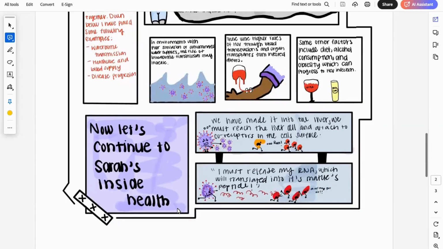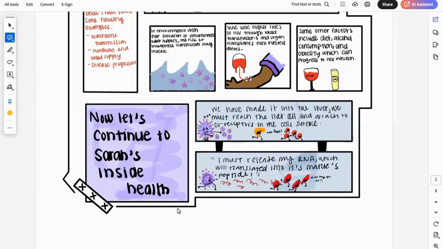Now let's continue to the inside of the liver. We must make it into the liver. We have made it into the liver. We must reach the liver cell and attach to the co-receptors on the cell surface. I must release my RNA, which will be translated into its mature peptides.